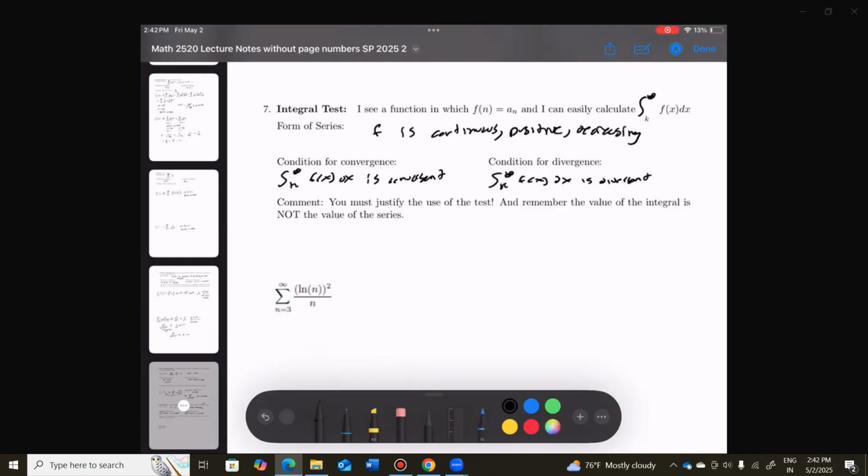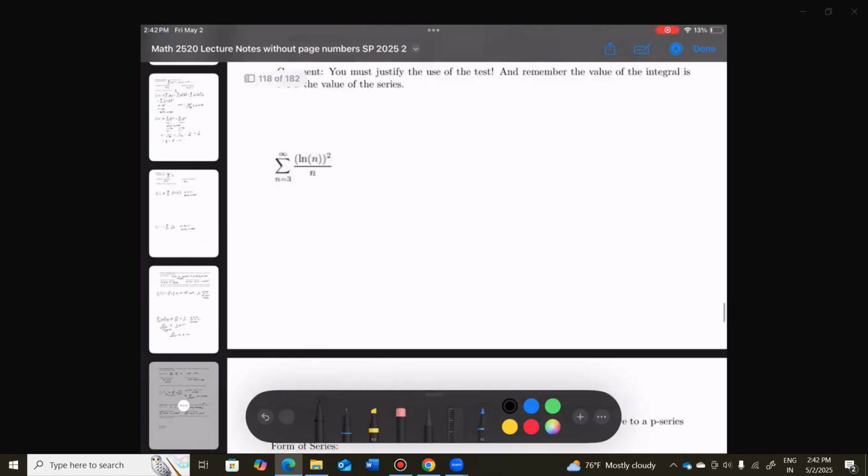Right, so natural log of n squared over n. Alright, n is much greater than natural log of n squared. So the series is decreasing. This thing gets bigger. Continuous, there will be no breaks, so it'll be continuous and always positive.